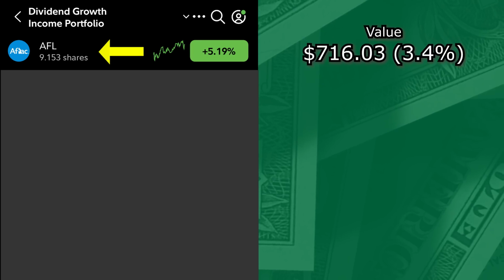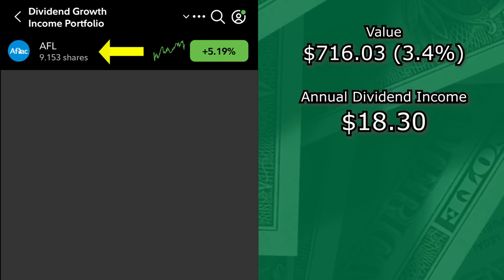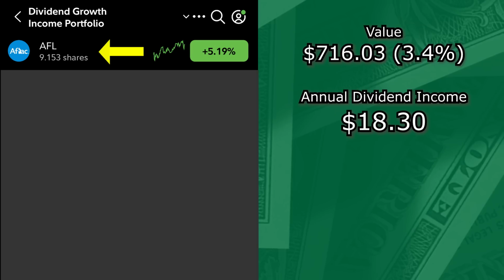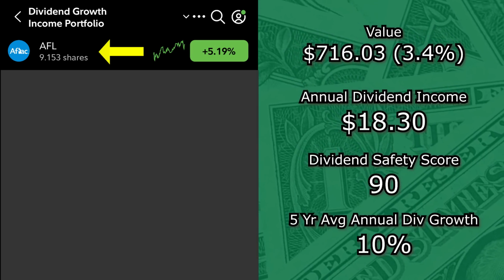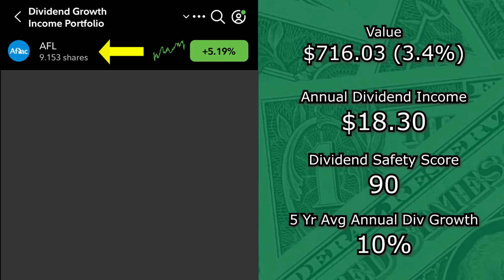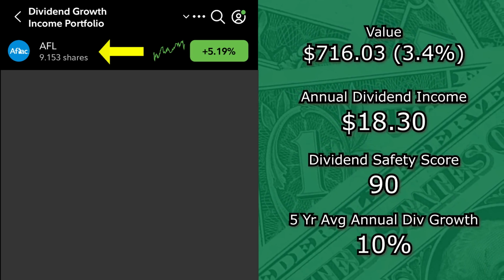I'm up a little more than 5% on this investment, and it's also paying me $18.30 in annual dividends right now, and shares are yielding 2.15%. Aflac has a Simply Safe Dividend Safety Score of 90, a 10% annual average dividend growth rate over the last 5 years, and back in November of 2023, they announced a 19% dividend raise.